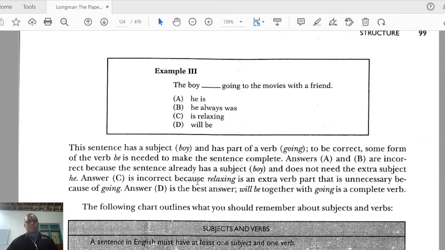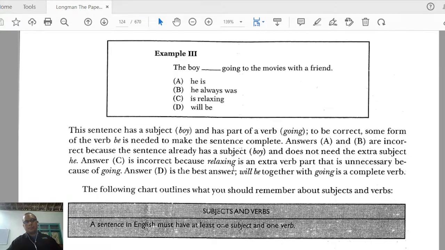Now answer C is incorrect. Nah, jawaban C juga tidak tepat atau tidak benar ya, because relaxing is an extra verb. Karena relaxing di sini adalah kata kerja tambahan ya. It's incorrect because relaxing is an extra verb part that is unnecessary because of going. Ya, jadi nggak usah pakai begitu lagi karena udah ada kata going ya. So that's not right. Okay.